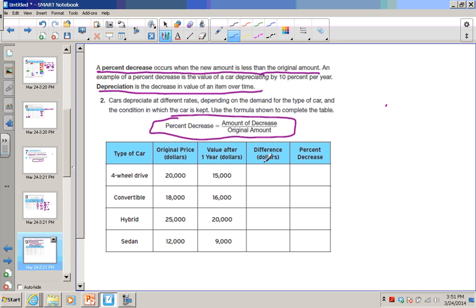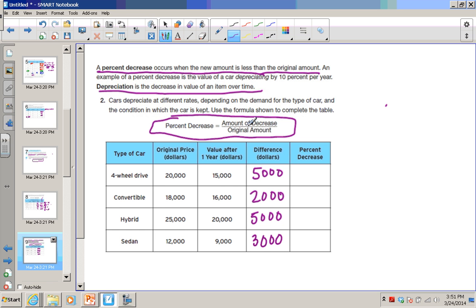So let's look at the dollars. The difference in dollars. So the difference between 20,000 and 15,000 is 5,000. The difference here in 18 and 16 would be 2,000. The difference between 25,000 and 20,000, 5,000. And the last one is 3,000.